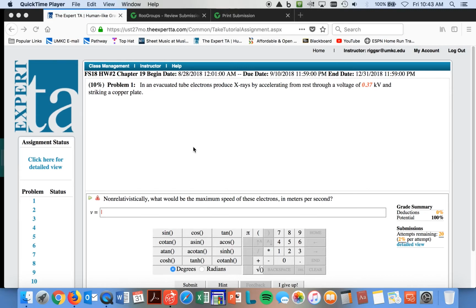It says, in an evacuated tube, electrons produce X-rays by accelerating from rest through a voltage of 0.37 kilovolts. All right, kilovolts, so that's about 370 volts, and striking the copper plate. Okay, so there you've got the change in potential. Now, electrons want to go from a lower potential to a higher. So when you do that subtraction, they go from a higher potential to a lower, so you wind up with that negative potential difference.